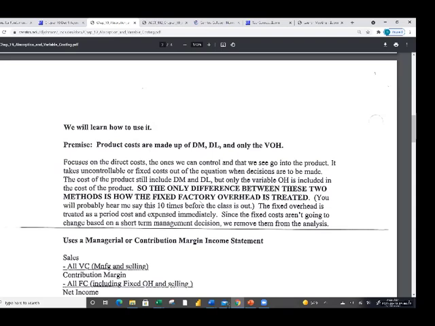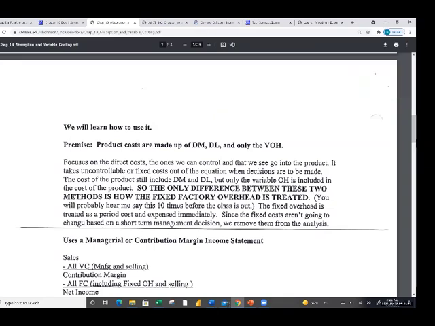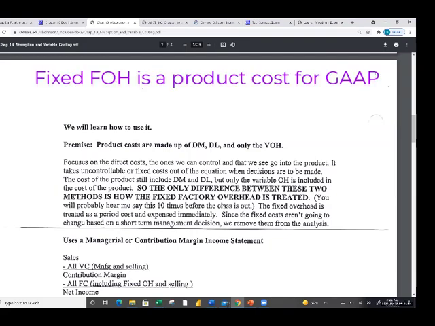So rather than have it be on either the income statement or the balance sheet, we're just going to take it out of the mix. Variable costing says to expense all fixed overhead costs. It's a cost of the period. Let's get it out of the way now. We don't want it on the balance sheet. We don't think it has any future value. So again, the only difference between these two methods is how the fixed overhead is treated.